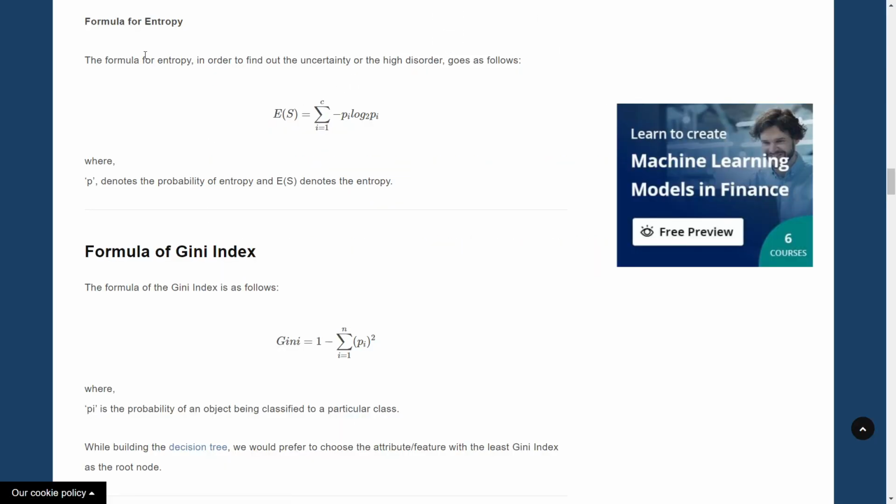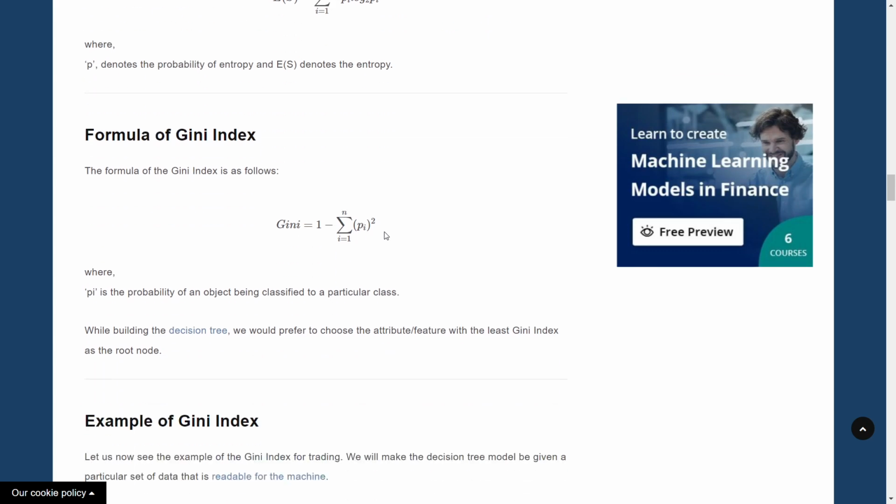For entropy, there is a formula, but I won't go into the detailed mathematics of it. For Gini, it is given as 1 minus the sum of the squares of the probability of the ith class. When building a decision tree, we would prefer to choose the attribute with the least Gini index as the root node.